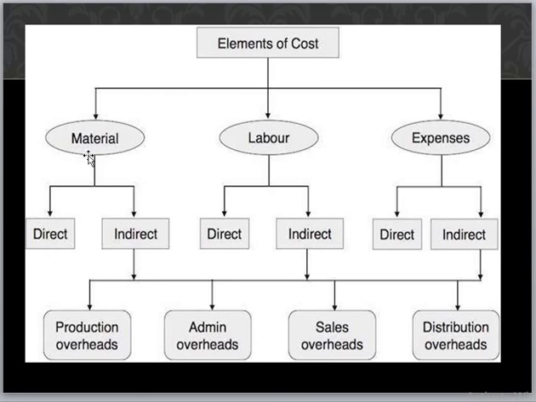The material which is used during the process of manufacturing may be of two types. It may be direct material or indirect material. Similarly, labor may be of direct nature or indirect labor, and expenses too may be direct or indirect. These indirect portions of material, labor and expenses together form overheads, and overheads may be production overheads, administrative overheads, sales overheads or distribution overheads. Let us try to understand all these in detail.